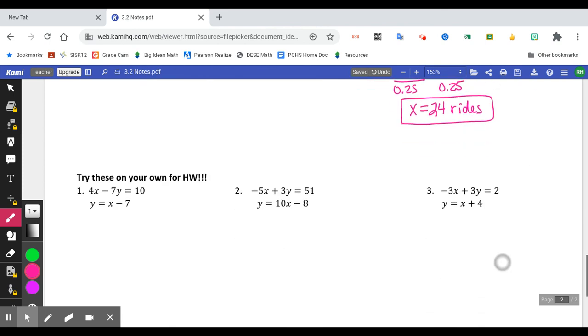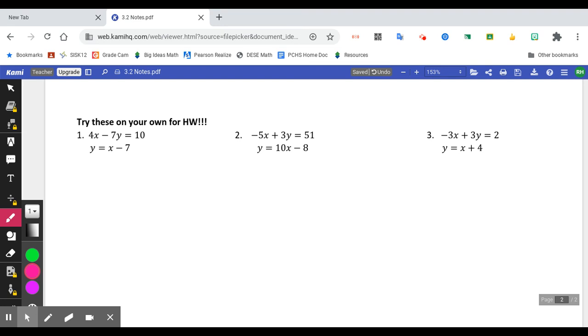Okay? Now, the bottom three are for you to try on your own for substitution. We'll go over them tomorrow in class. Okay? Work hard. Remember, whatever one is equal to it, you're going to plug it into the other one, and then you're going to use everything else exactly the same. Okay?